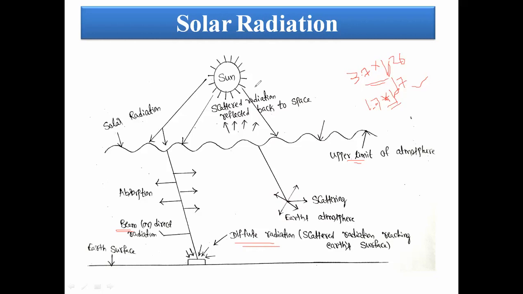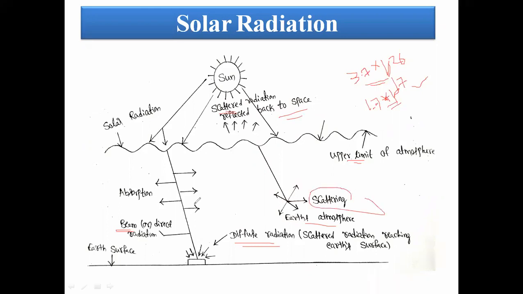Another one, the diffuse radiation. Here, another is scattering. That is, some amount of the energy received at the Earth's surface is reflected in a different direction. Some amount of the energy is reflected back to space. That is scattering.